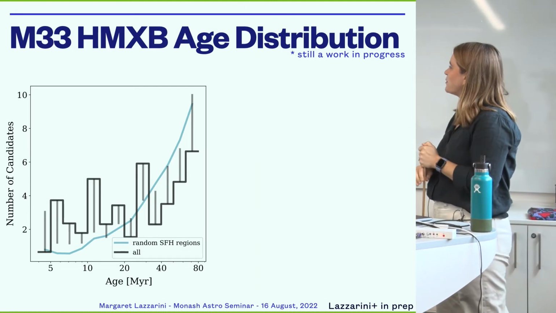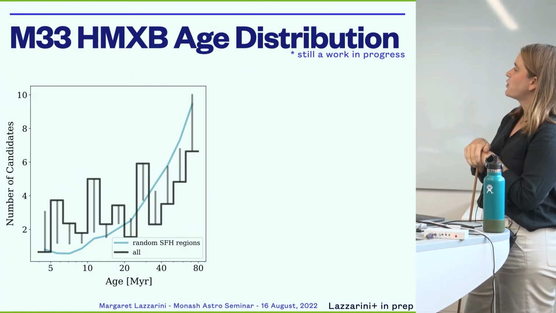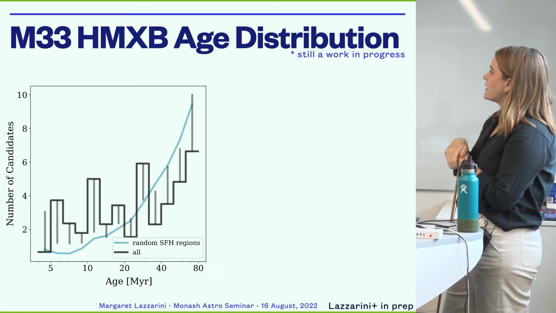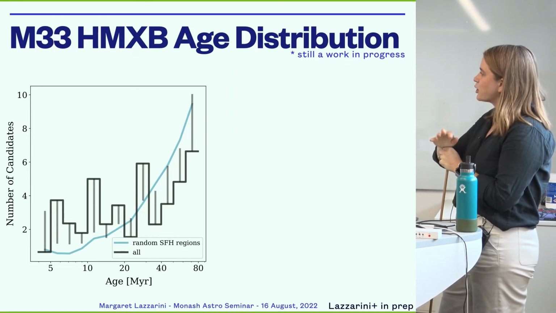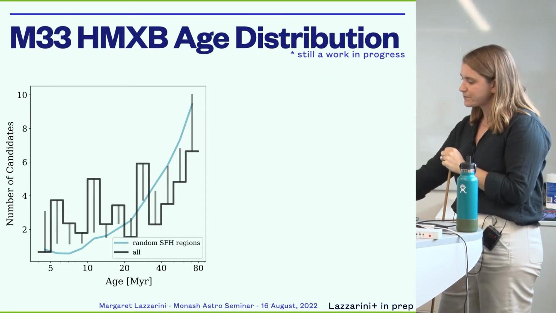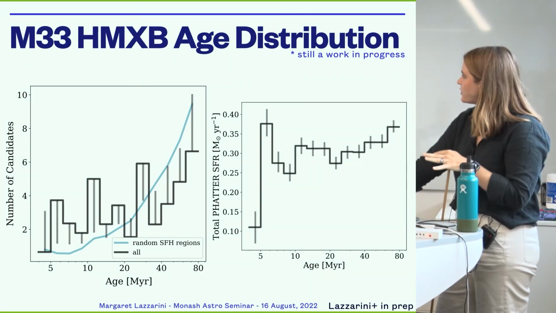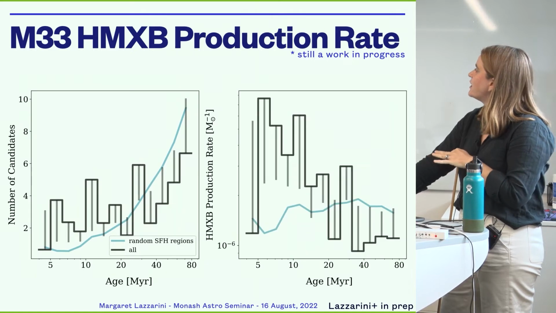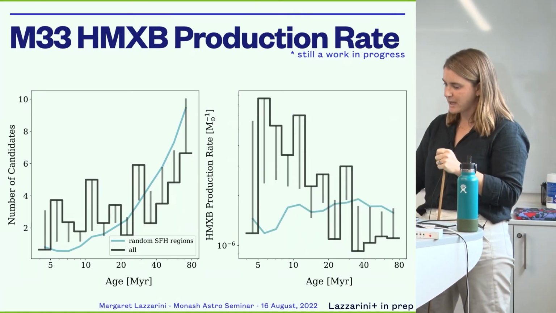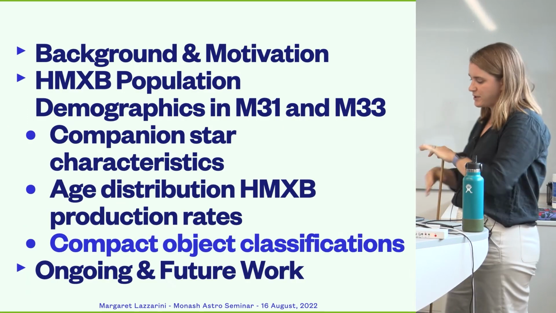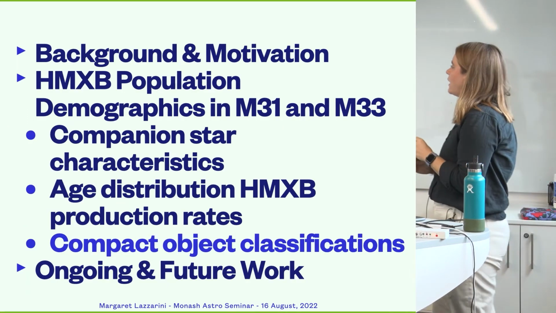For M33, I note this is still a bit of a work in progress, so I'm showing what our age distribution is looking like for the M33 population. And you can see we have this younger peak. We also can combine that with M33's overall star formation history and back out our HMXB production rate over time. I'm going to talk now about how, oh, yes.